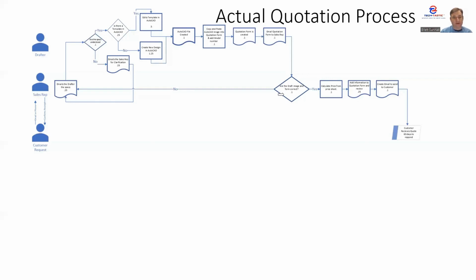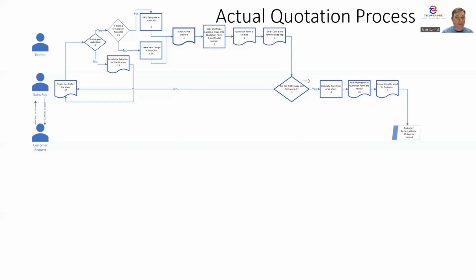So then the sales rep gets it and reviews it, checking if the draft image and the form are correct. If not, it goes all the way back and we start over from the start, unfortunately. If it is correct, though, they calculate the price from the price sheet manually, and add the information from the price sheet and any other customer information they need to the quotation form.